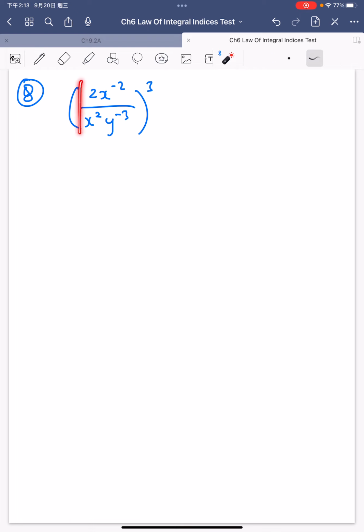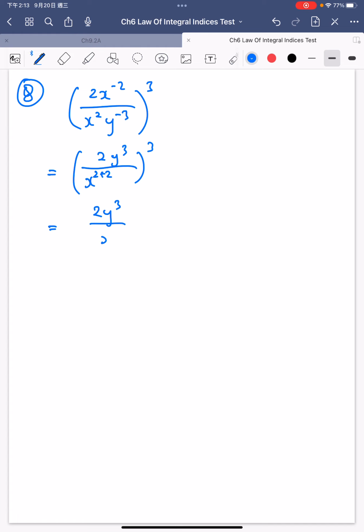And for question 8, we have 2x to the power of negative 2 divided by x squared, y to the power of negative 3, all the thing to the power of 3. So we can do something inside the bracket first. For example, we can move this negative 2 back to the denominator, so we can get 2 over x to the power of 2. However, for this y to the power of negative 3, we can throw it back to the numerator, so we can get y to the power of 3. So all the thing to the power of 3. And we simplify the things inside the bracket. We can have 2y cubed divided by x to the power of 4.